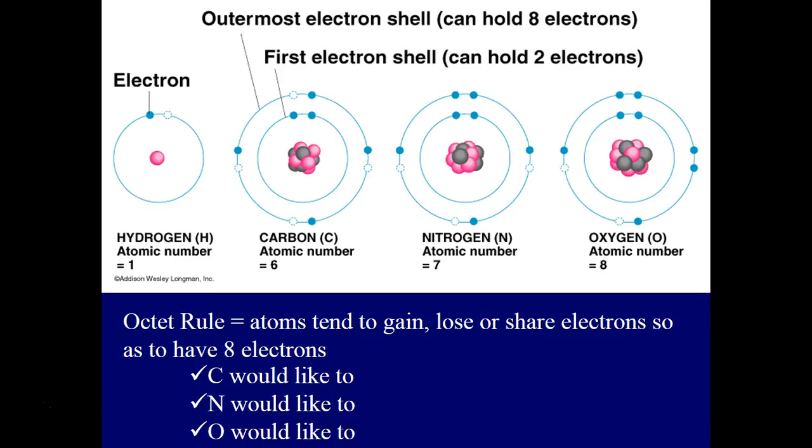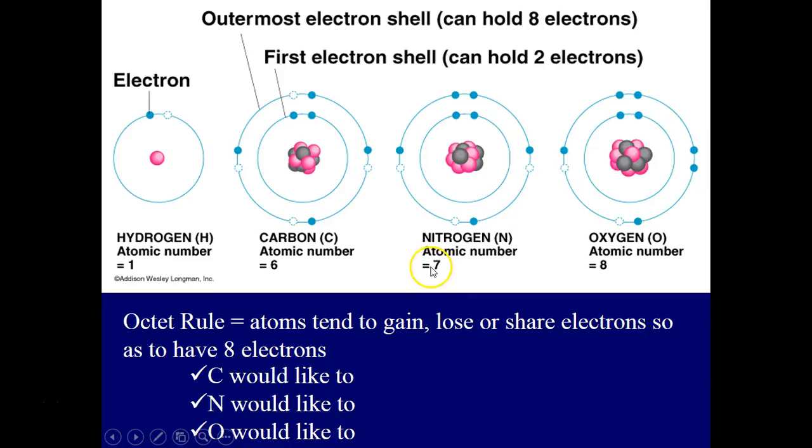So if we look at the outermost electron shell, the electrons are represented by, in this case, blue dots, and these are Lewis dot structures that you see here. Hydrogen, as you can see, has an atomic number of 1. It contains 1 electron in its valence shell. Carbon has an atomic number of 6. So we have 2 electrons in the first shell, and then the remaining 4 electrons are in the outermost shell.